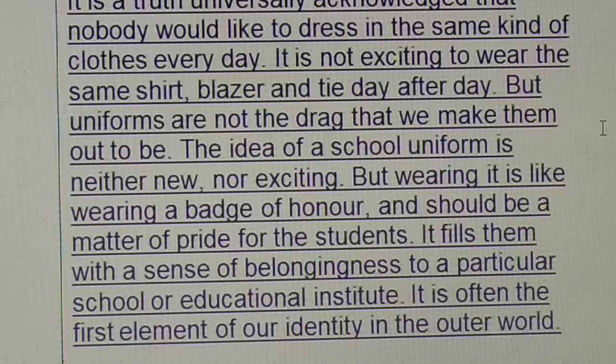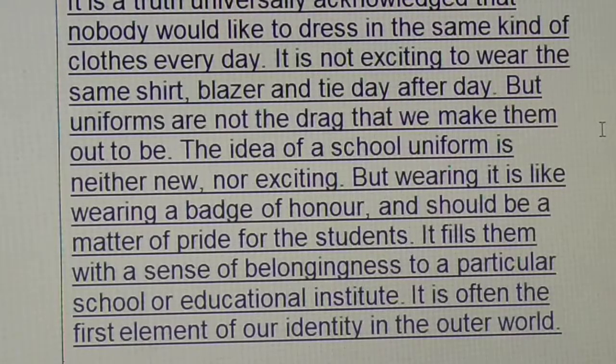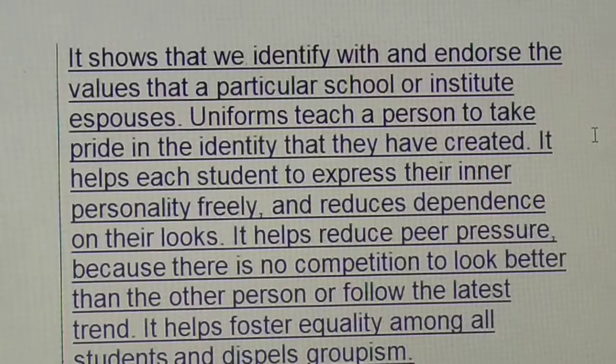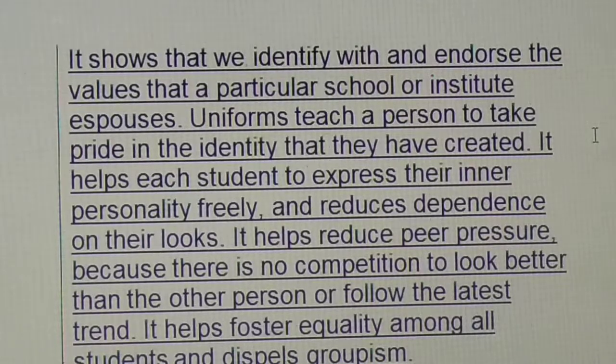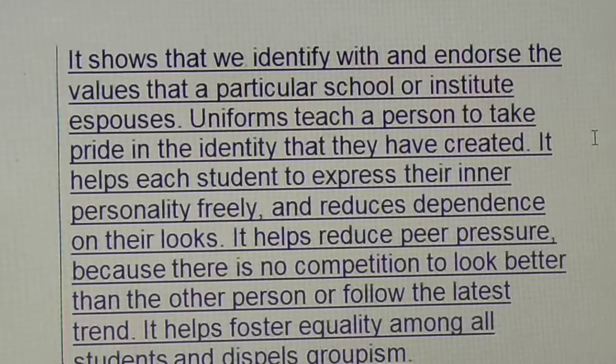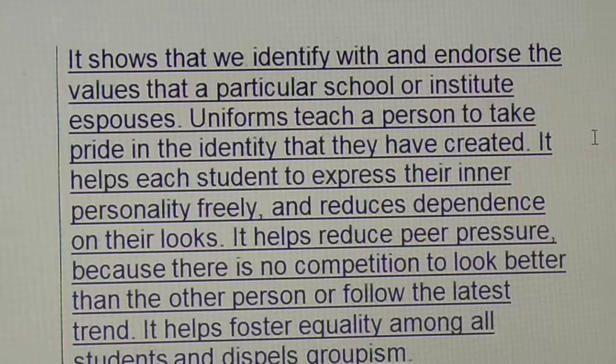It fills them with a sense of belongingness to a particular school or educational institute. Yes, it is often the first element of our identity in the outer world. It shows that we identify with and endorse the values that a particular school or institute espouses. It teaches us good things. Uniforms teach a person to take pride in the identity that they have created.